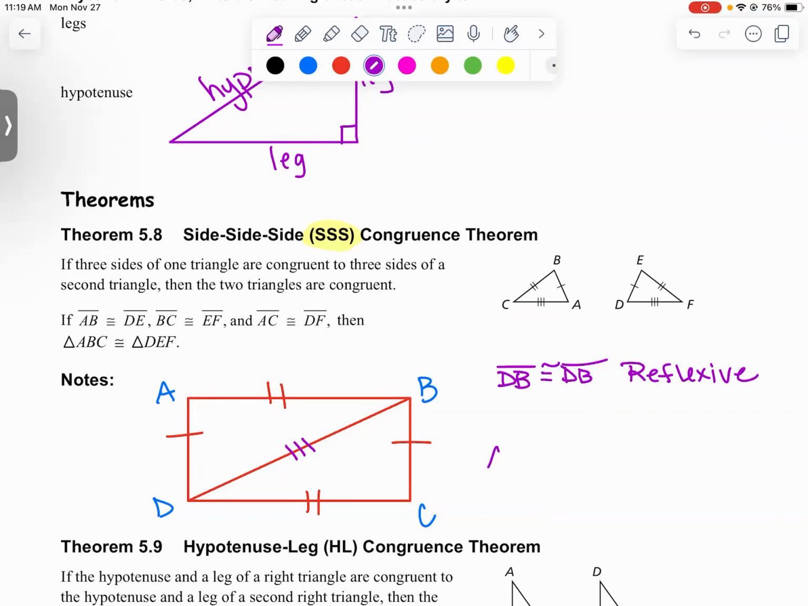So in the end, I can say that triangle ABD is congruent to triangle CDB by side, side, side. Why did I say CDB instead of CBD? AB and CD are the two sides that are corresponding, so we need to make sure that they're corresponding in our congruency statement.